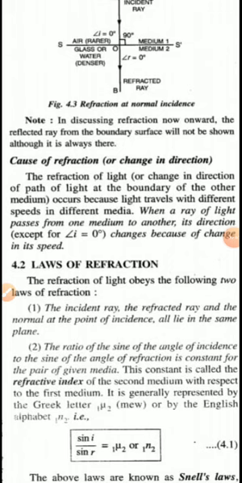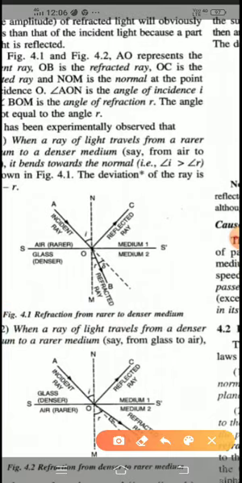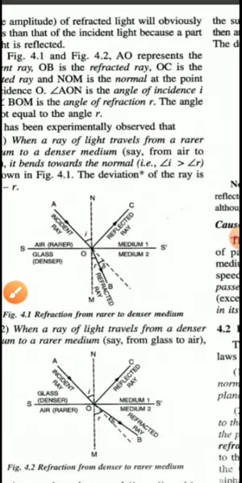The first law of refraction states the incident ray, the refracted ray, and the normal at the point of incidence all lie in the same plane. So you can see they are all in the same plane. This is your incident ray, the refracted ray, and this is your normal line. Plane means one particular surface. So they are all in the same plane.